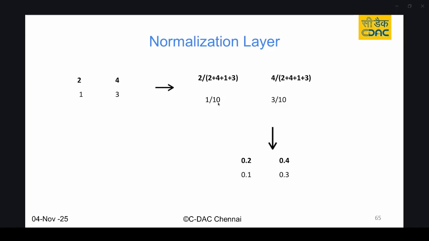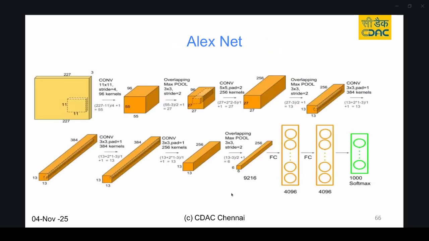That's why I've done 10. I'll add 3 by 10. So finally, I'll have all the numbers between 0 and 1 when I perform this normalization operation; each of these numbers will be between 0 and 1. So that will be better for the multiplication operation.